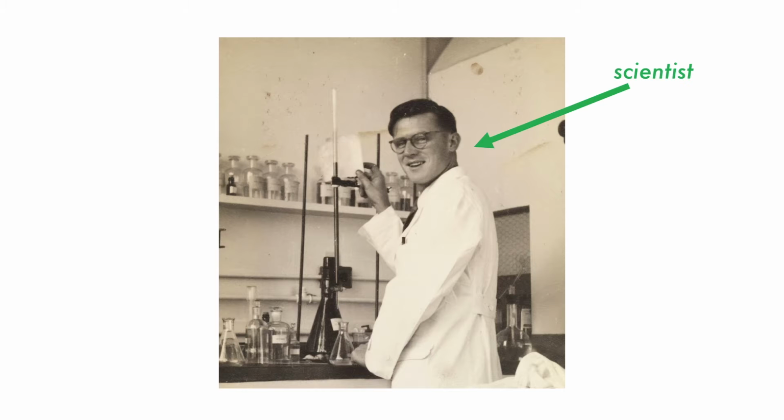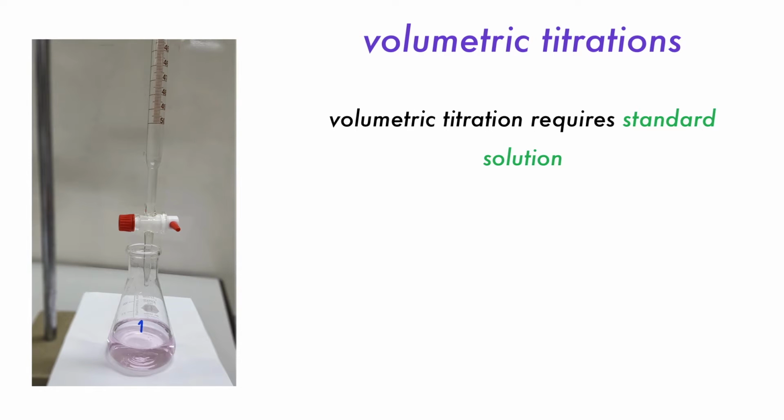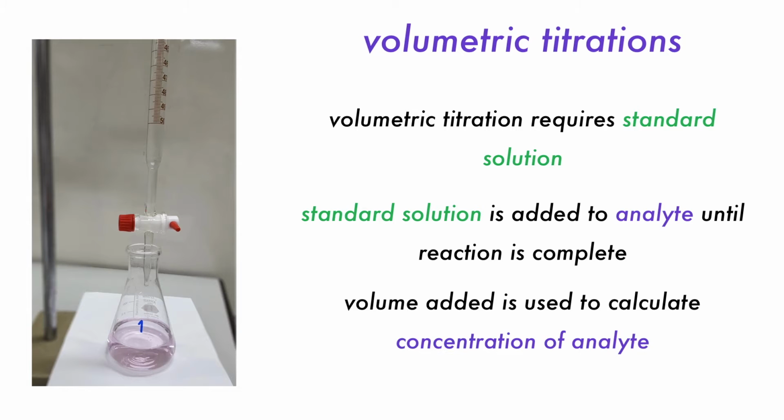Titrations are often used in analytical chemistry for the accurate determination of substance concentration, such as acids, bases, and other species. A volumetric titration requires a reagent of known concentration, a standard solution. This standard solution is then added slowly to the analyte until the reaction is deemed complete. By considering the volume of standard solution added, the concentration of the unknown can be calculated.